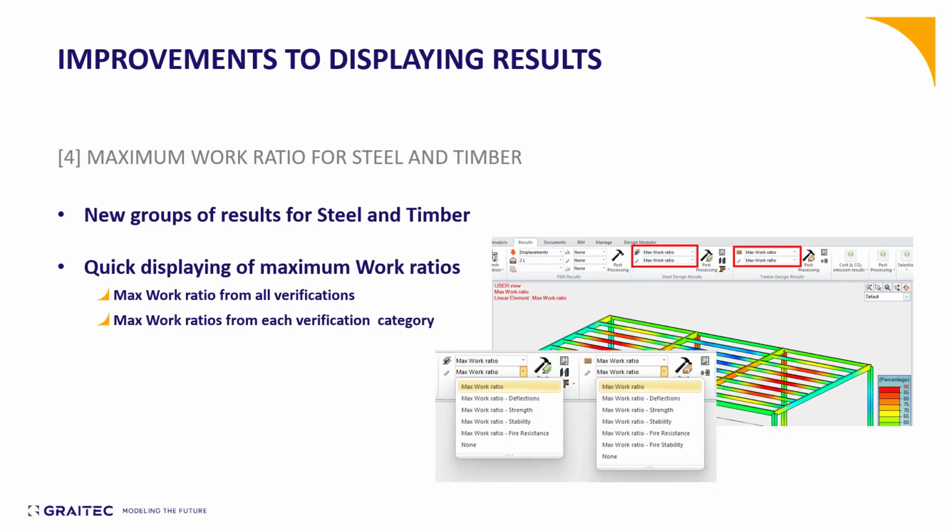And the last novelty related to displaying results is new groups with work ratios in the ribbon. We added a new maximum work ratio group to results from steel and timber design calculations. So now we can easily and really quickly select for displaying either the maximum work ratios from all performed checks or the maximum work ratio from each verification category.